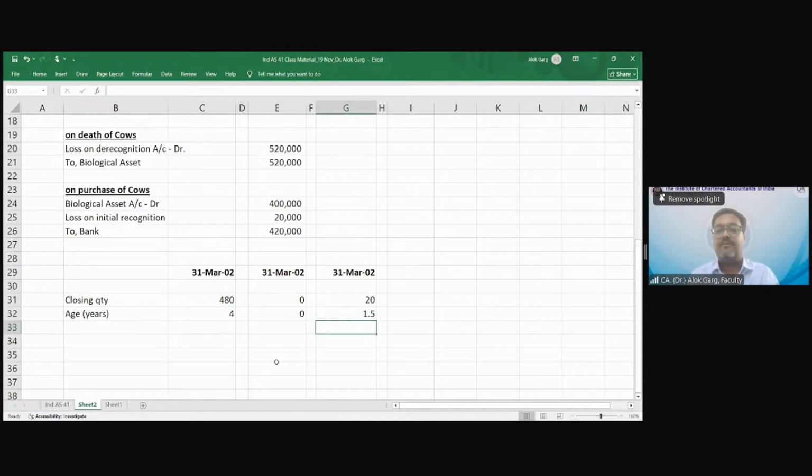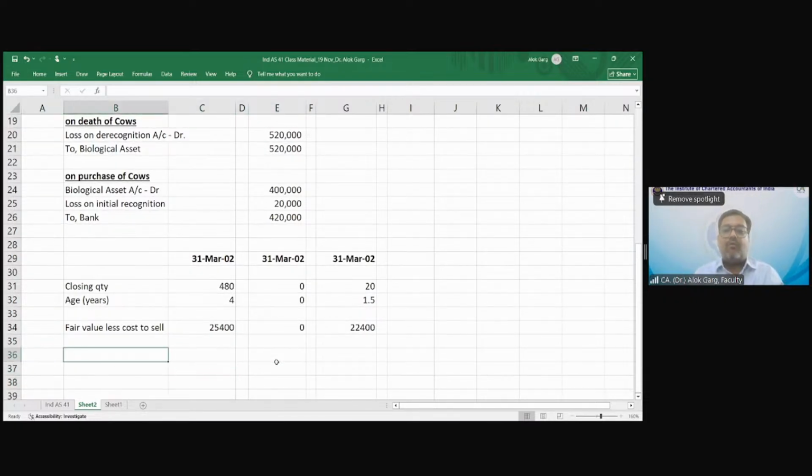What is the fair value less cost to sell? Can you help me with it? 25,400 for the 4-year-old. For the 1.5-year-old it is 22,400. So what is my fair value less cost to sell of these cows? 25,400 multiplied by 480, right? And this is 22,400 multiplied by 20, right?